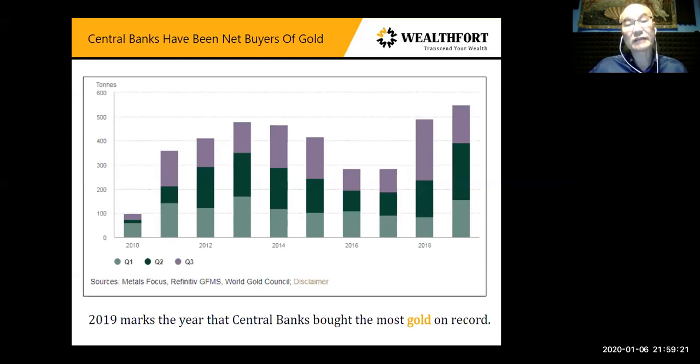But after the financial crisis, central banks have become net buyers as well. You can see that it has been steadily growing, okay? In fact, 2019 marks the highest that central banks have bought gold over the last decade. In fact, since records began in 1965 or 69, it is the highest that central banks have bought gold.